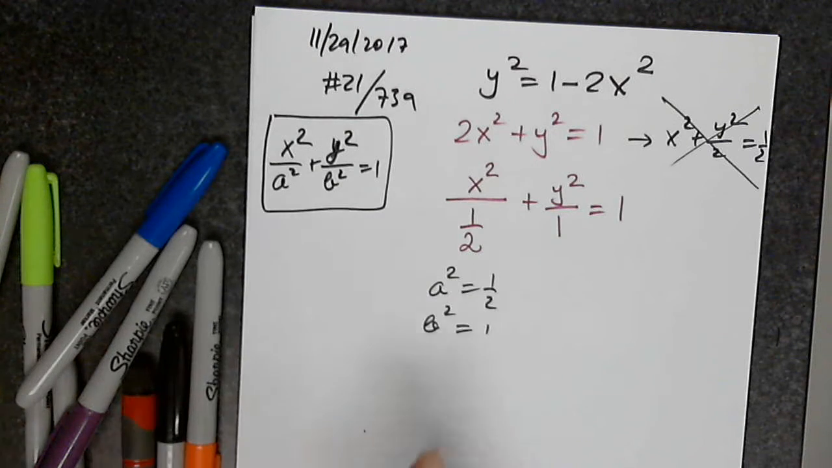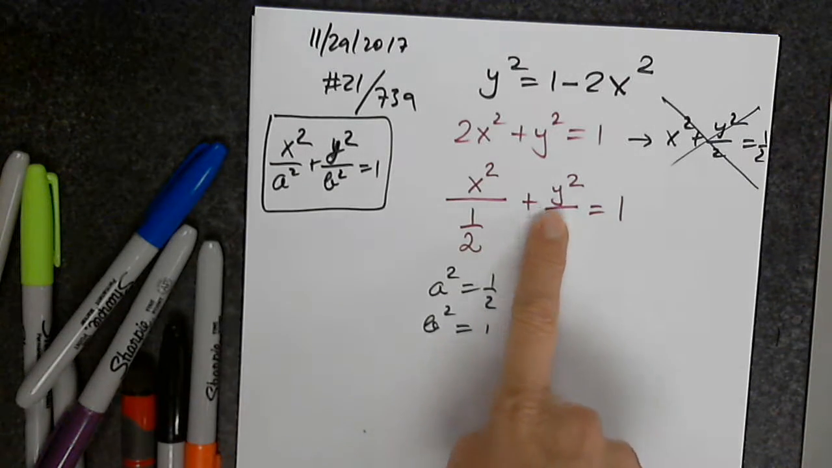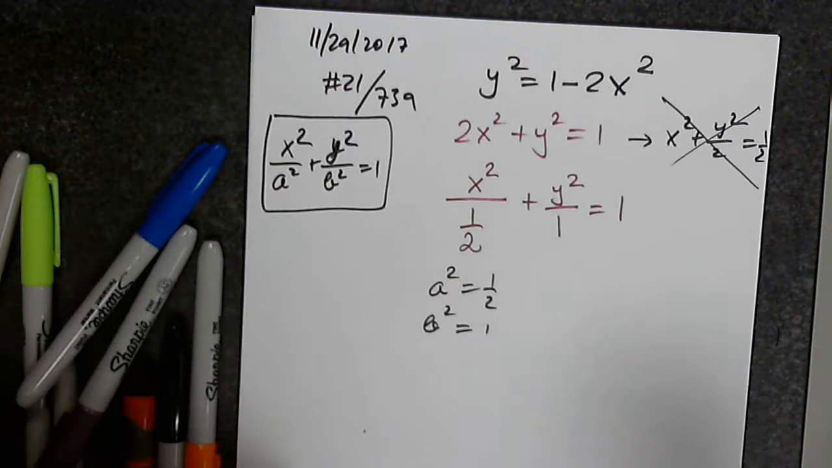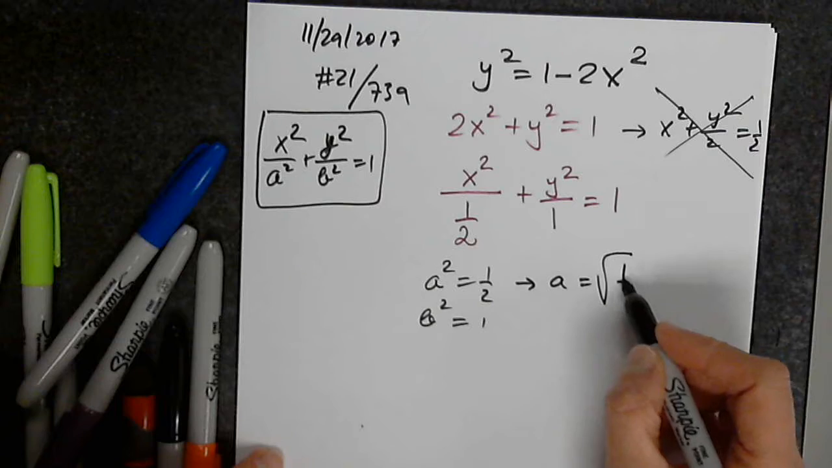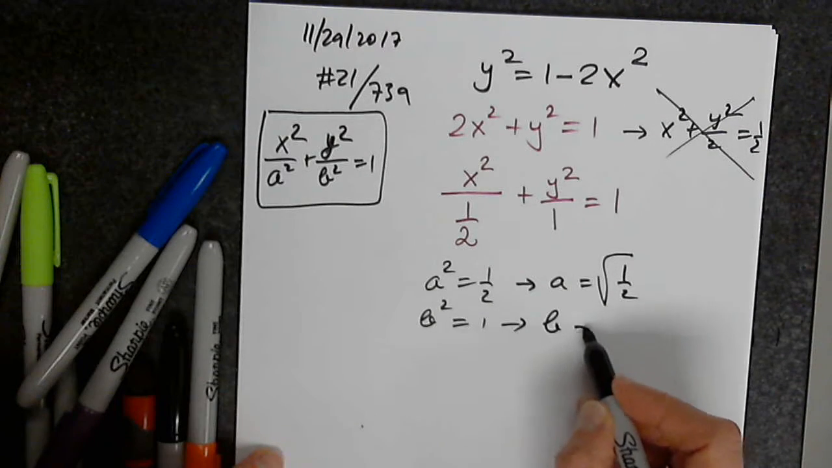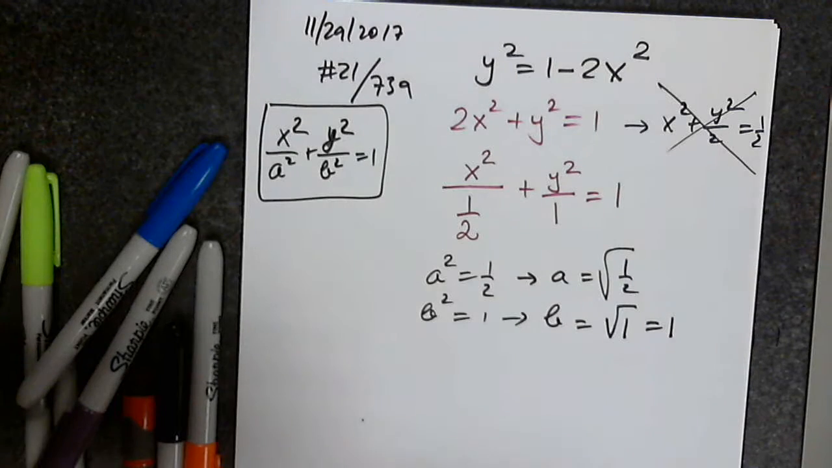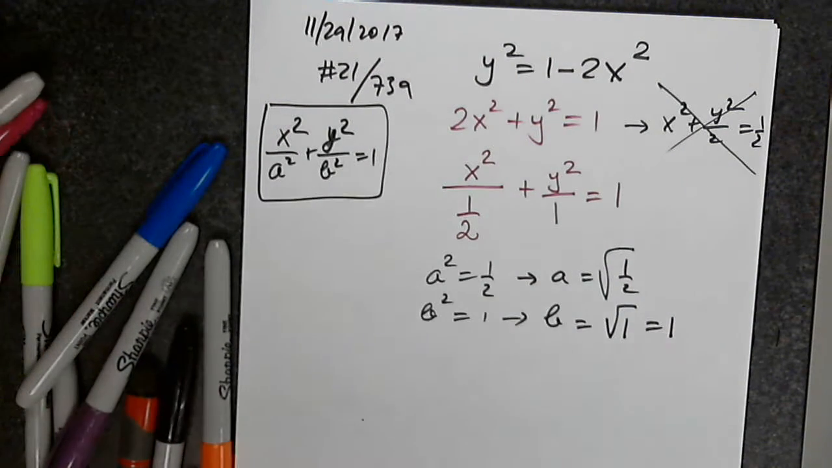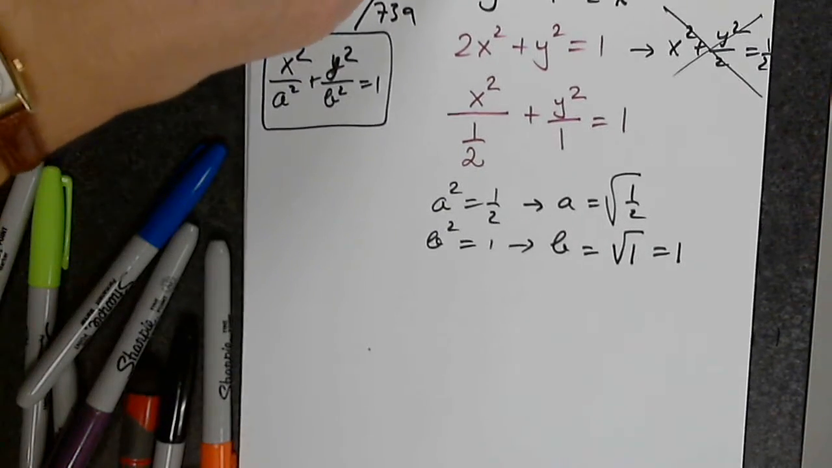So for example, which one is larger, 1/2 or 1? Of course, 1. So the ellipse will be on the y-axis, right? Because the larger number is under y. Okay, so then from here, A will be the square root of 1/2, and from here, B will be the square root of 1, which is 1. You could ask, why don't you write plus or minus? Yes, I will have a positive A and a negative A.